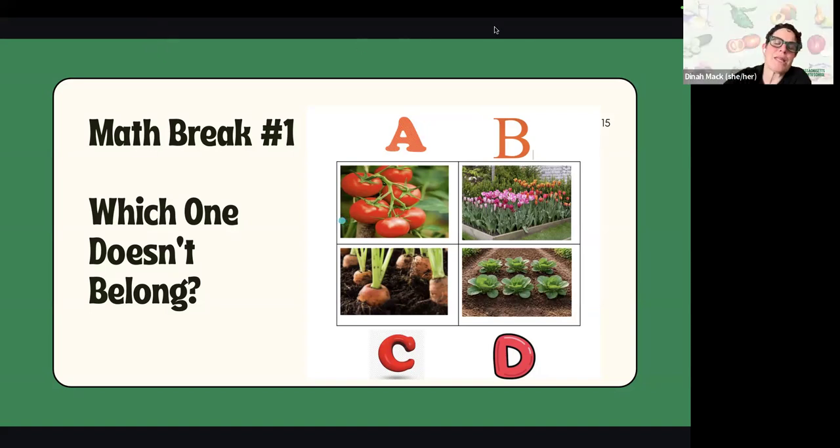Elizabeth, I'm glad you said there's no wrong answer because I started to panic. Yeah, and so students just need to justify their thinking, making a choice and justifying their thinking.